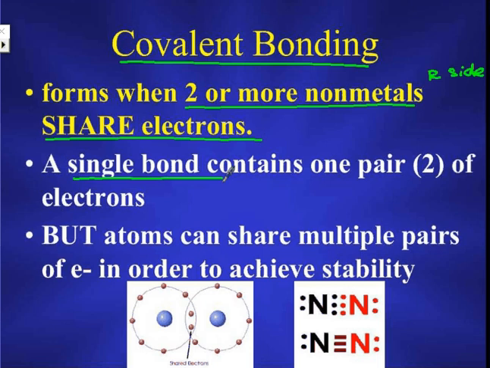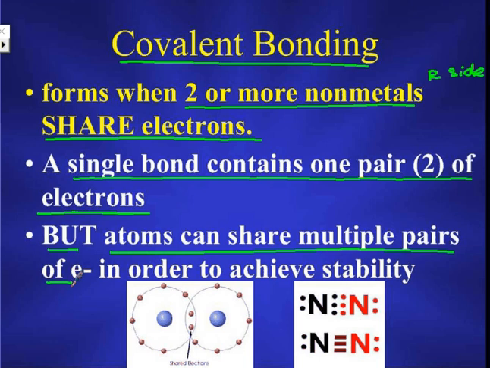So a single bond contains one pair, a pair is two, of electrons. So if they are sharing two, they have one bond. If they're sharing four, they have two bonds. But atoms can share multiple pairs of electrons. Notice that this image right here only has one bond because it's sharing a pair. So that is one bond. This one, however, is sharing between nitrogen and nitrogen, 2, 4, 6. So it has 1, 2, 3 bonds.